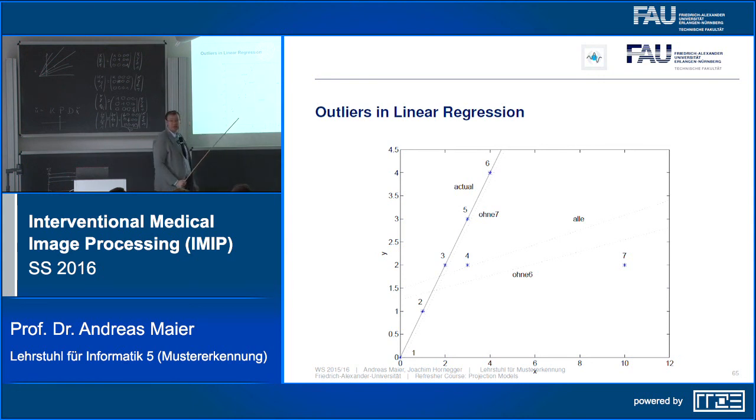So also a very bad fit. But if I kick out point number 7, then I suddenly get this fit here. This dotted fit here. See this dotted line? This is the fit without 7. So the idea in RANSAC is that you just run multiple estimates.